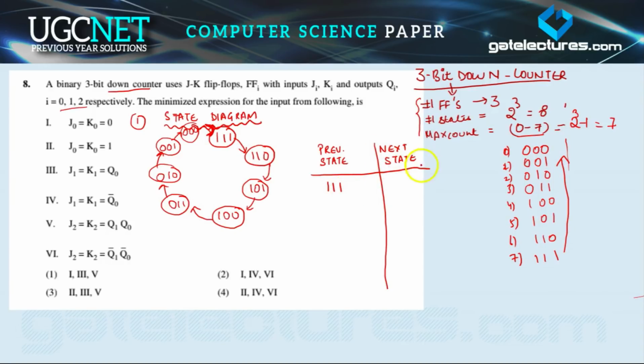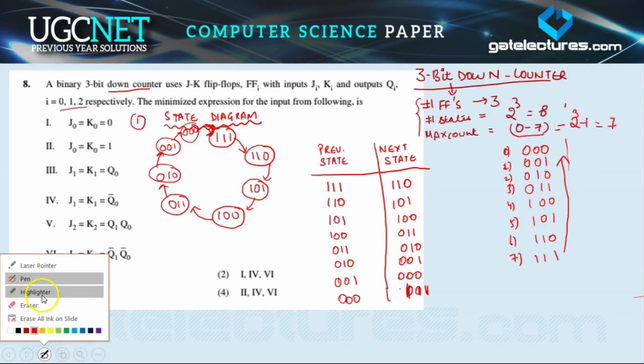So this is 7 and the next state is 6. So 6 is 110, right? If I'm at state 6, then I'll go to 5, which is 1, 0, 1. If I'm at state 5, then I'm going to state 4. If I'm at state 4, then I'm going to state 3, which is 0, 1, 1. If I'm at state 3, then I'll go to state 2. If I'm at state 2, then I'm going to state 1. If I'm at state 1, then I'm going to state 0, 0, 0. And if I'm at state 0, then it goes to state 7. So this is 1, 1, 1.